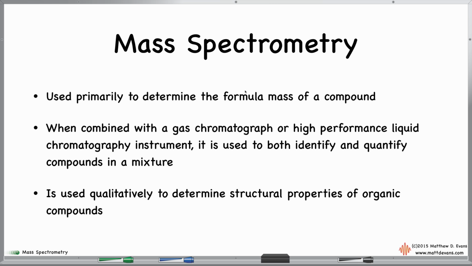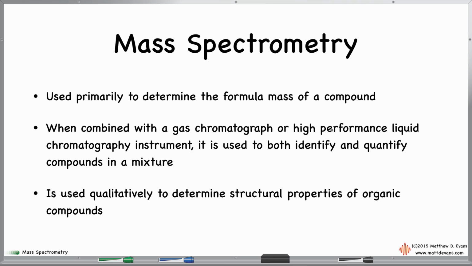When combined with a gas chromatograph, which mass spectrometers often are, because really what you want to hit the mass spectrometer with at any given time is a pure sample. If you have a mixture of samples, the gas chromatograph part of it is separating the mixture into the various components, and then each component in turn enters into the mass spectrometer, and we get the formula mass of each component. Okay. Sometimes these are paired with high-performance liquid chromatography, HPLC for short.